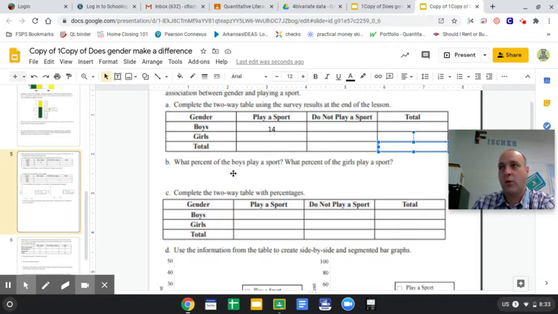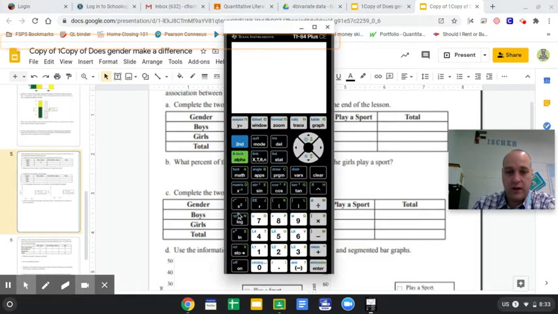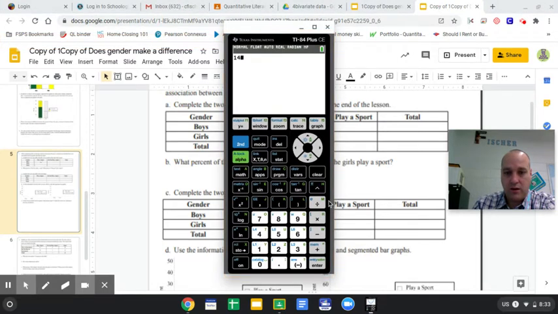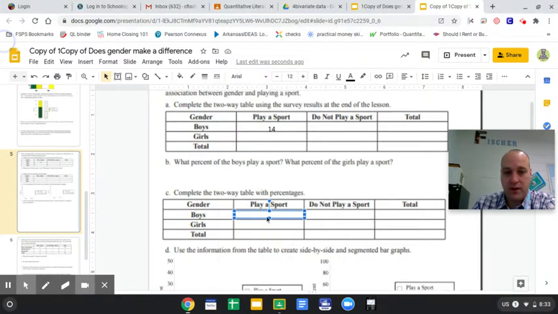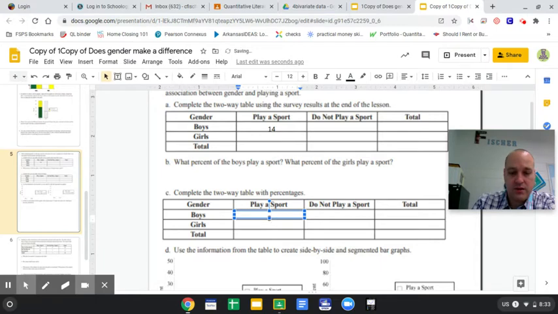And then it says, what percent of the boys play a sport? So 14 out of 19. What percent of the girls play a sport? Whatever this number is, over 9. All right, complete the two-way table with percentages. So now we're going to take 14 out of 28. So right here, 14 divided by 28. Hopefully we don't need a calculator, but I'll show you anyway. 14 divided by 28 is 0.5. So right there, 0.5 as a percent is 50%.